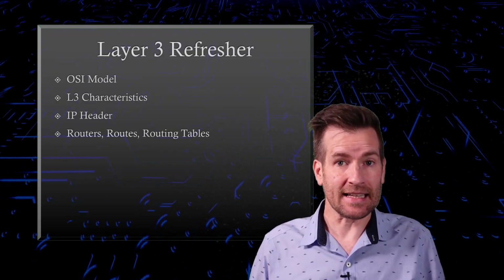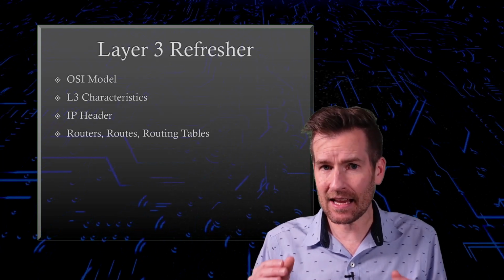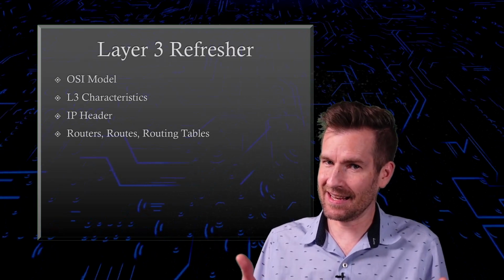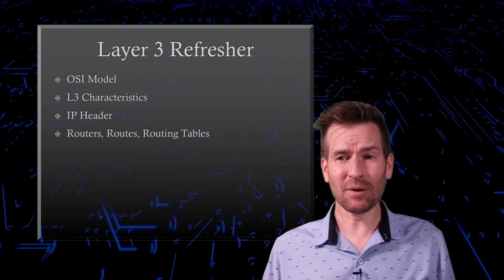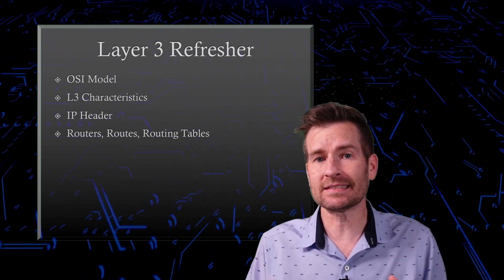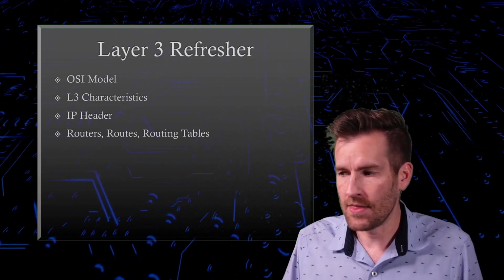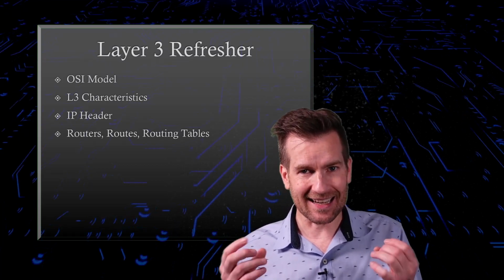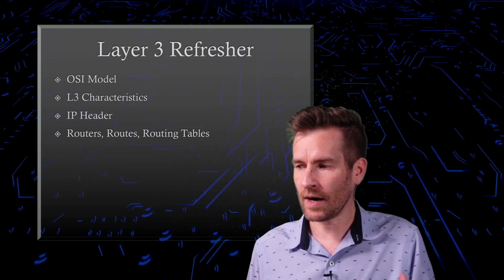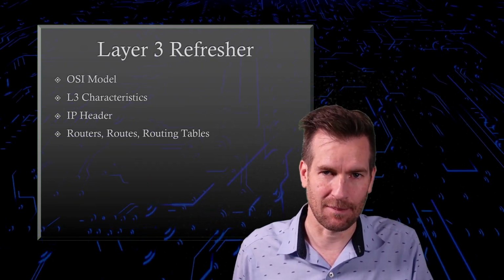Hey Techno Studs, in this video, we'll start out by talking about the OSI model and taking a look at where layer 3 falls within the model. Hint, it's in the name, layer 3. And then we're going to get into layer 3 characteristics, some of the characteristics that we get out of layer 3, what it's responsible for. Then we'll get into an IP header and take a glance at that IP header, and we'll wrap this up by talking about routers, routes, routing tables, and a few of those other layer 3 concepts.